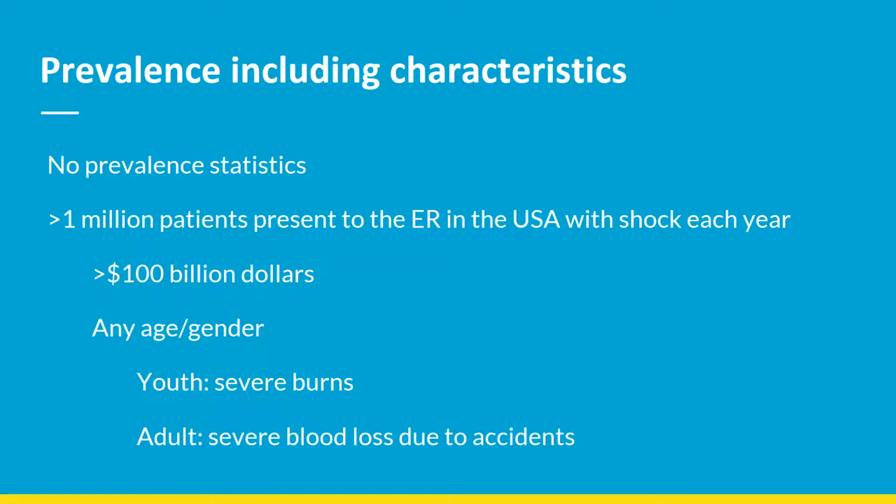Some prevalence, including characteristics. This is more of an incidence due to something else, so there are no prevalence statistics. Over 1 million patients present to the emergency room in the United States with shock each year. It costs over $100 billion, and it can affect any age or gender. They found that youth were more likely to get this from severe burns, and adults were more likely to get this from severe blood loss due to accidents.